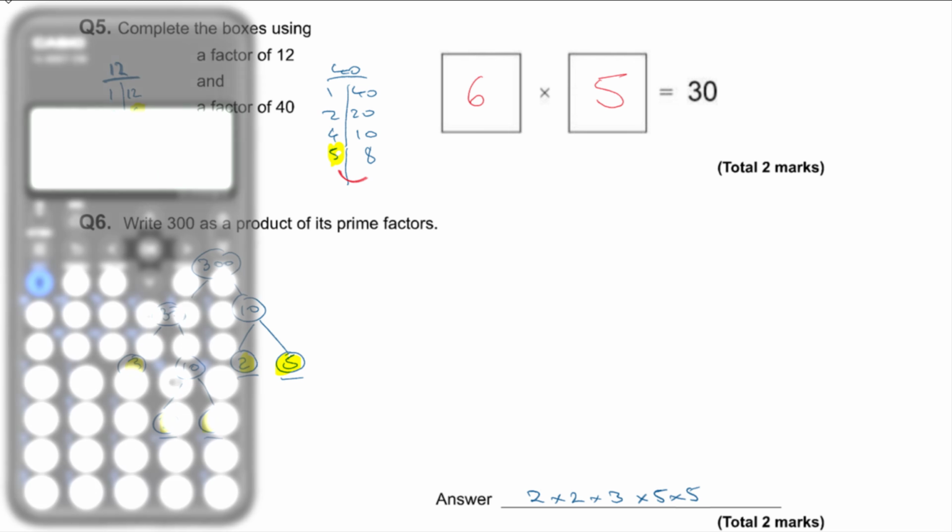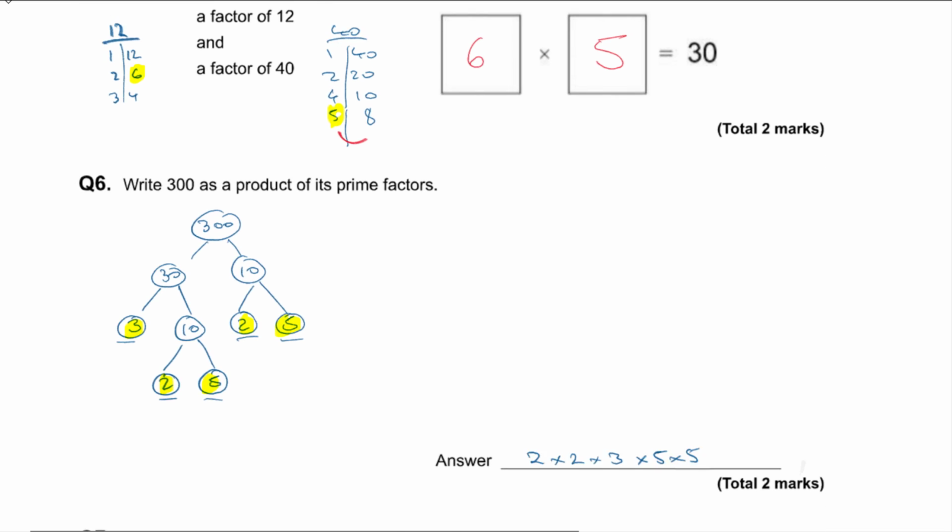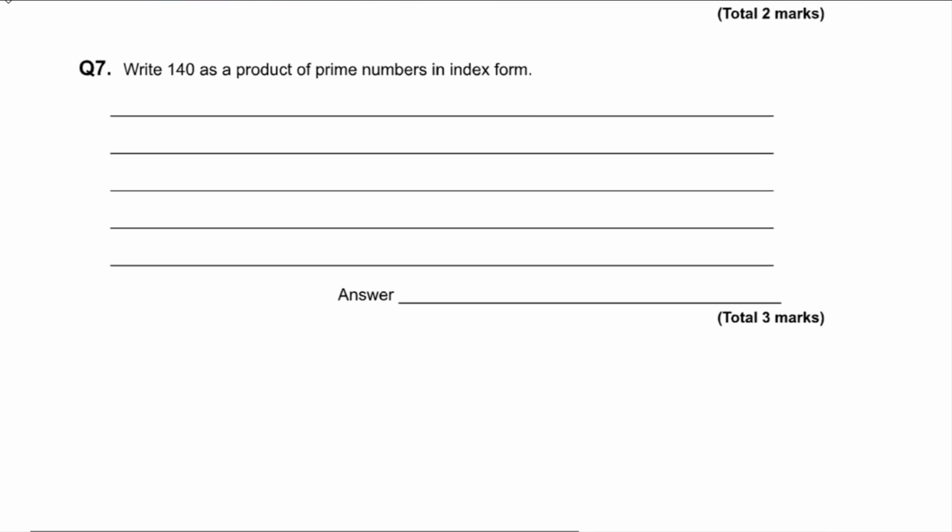That's perfectly acceptable. Either way, it doesn't really specify here, so you can either write it in expanded form, 2 times 2 times 3 times 5 times 5, or in index form, 2 squared times 3 times 5 squared. Either form is fine. Now, this one though, it insists on writing our numbers in index form. I'm just going to tap it into the calculator this time. I've shown you how to do it long. If you don't have the button on your calculator, you do it the same way as before.